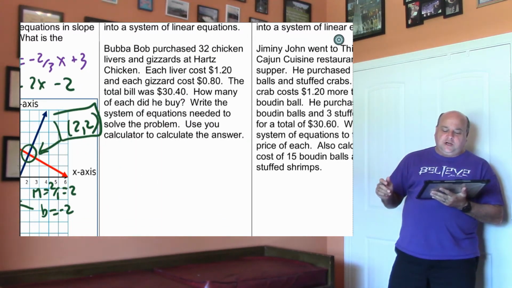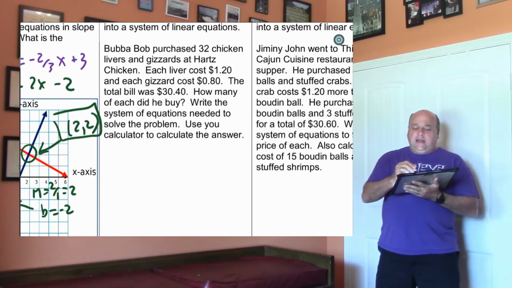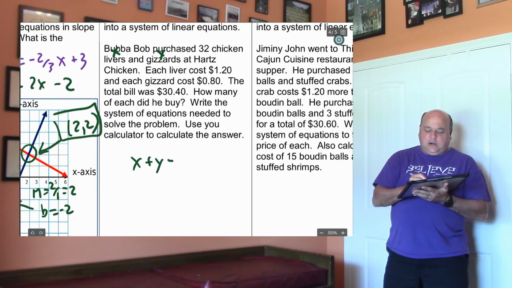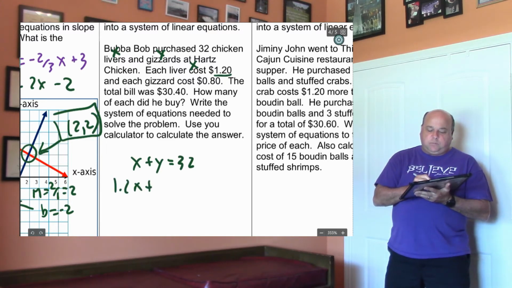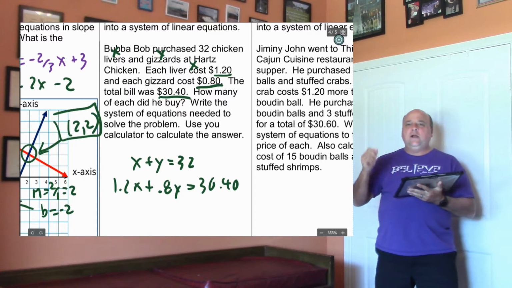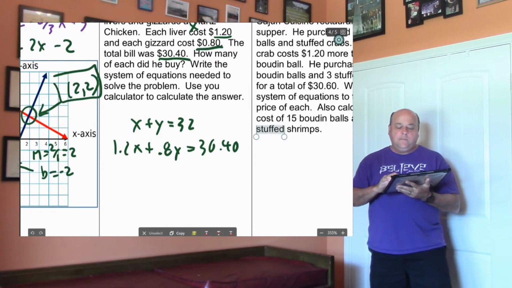Bob purchased 32 chicken livers and gizzards. You could go to Hart's Chicken in Rosenberg and get these. Okay, so 32 livers and gizzards. So I know x plus y equals 32. Each liver is x, cost $1.20. So 1.2x plus 0.8y equals $30.40. And what we're going to find here is how many of each he ordered, okay?